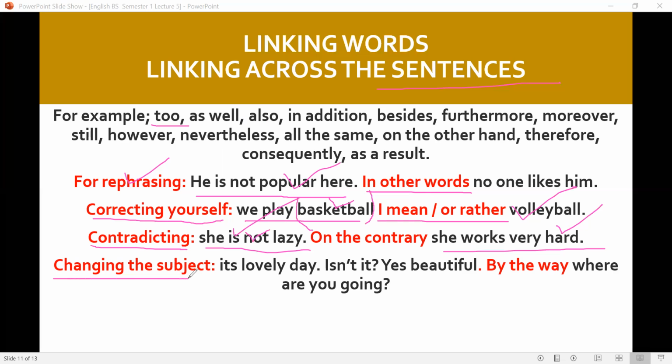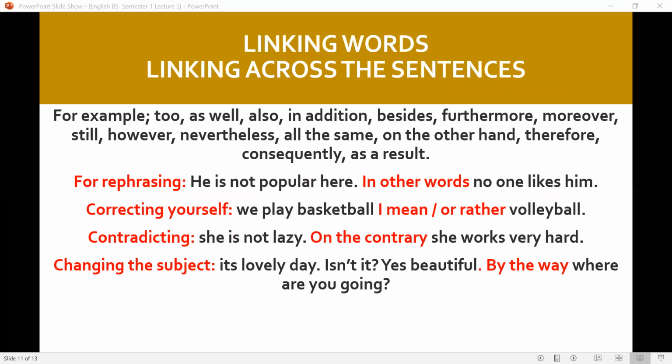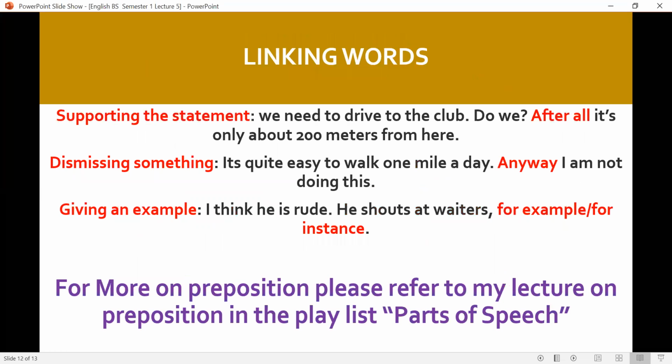Changing the subject: when you want to change the subject, you use one of the words given above. It's a lovely day, isn't it? Yes, beautiful. Now you want to change the subject: by the way, where are you going? You have completely changed the subject. So these words are also used to change the subject, to rephrase, to correct yourself, or to contradict what you have said earlier in your previous statement.